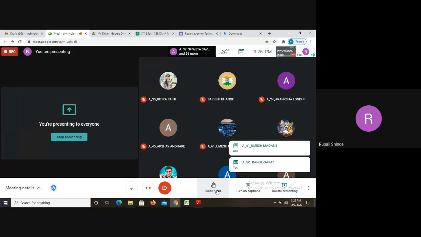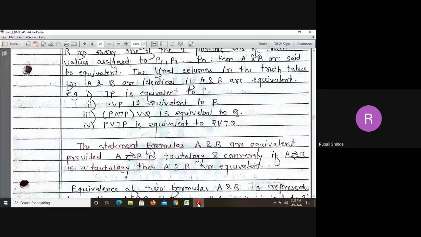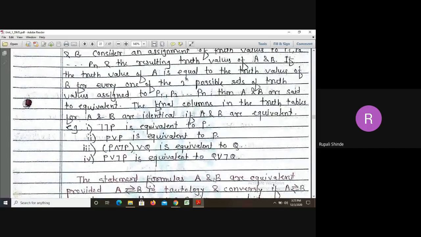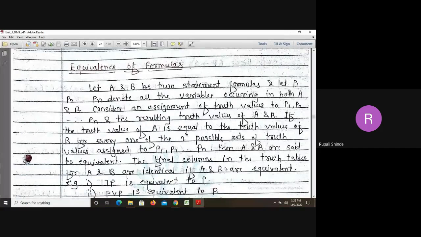Hello. Okay. So today we are going to see the remaining points from unit number 1. That is, we are going to do revision of these points. First point is equivalence of formulas. We can say that two formulas are equivalent if we are getting the same values for both the formulas.